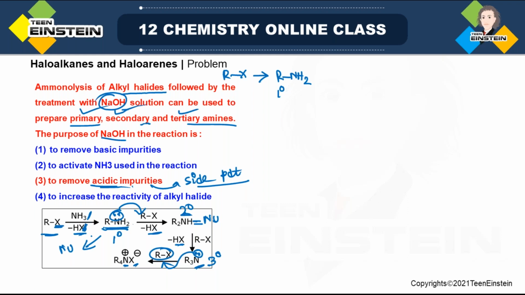But why are the other options not correct? The first option is saying to remove basic impurities, but we do not have any basic side product here. So how can it be correct? Then the second option is saying to activate ammonia, but ammonia is already a good nucleophile and it cannot be activated by NaOH because both are basic in nature. It is not possible at all. And the fourth option is saying to increase the reactivity of alkyl halide, but NaOH is not such a reagent which can be used to activate alkyl halide. So that is why this is also not the correct option. So the correct option is option 3.